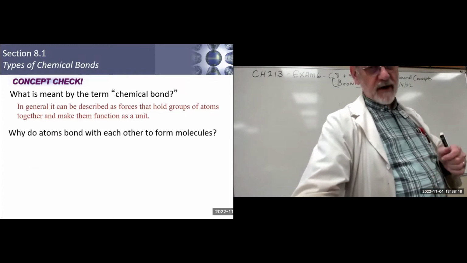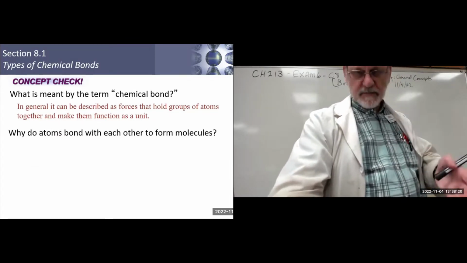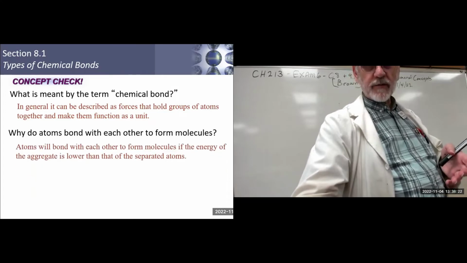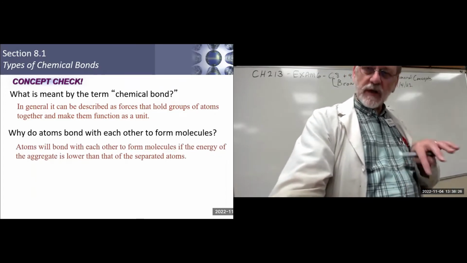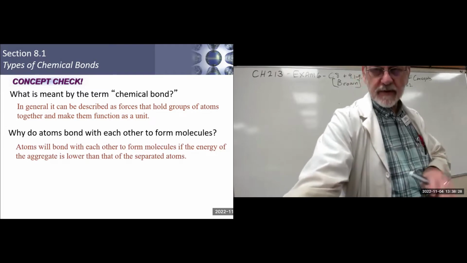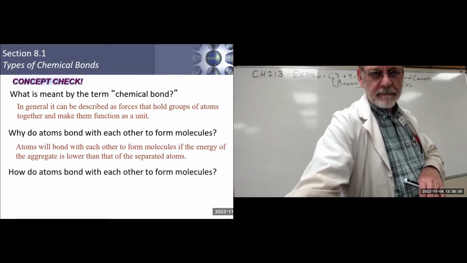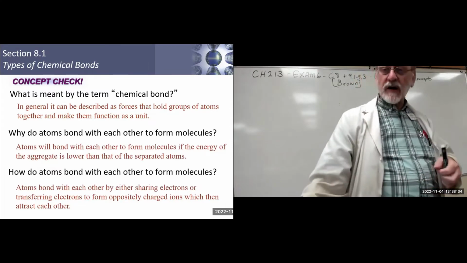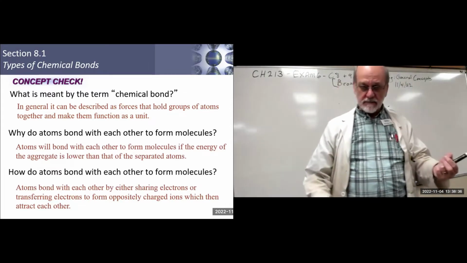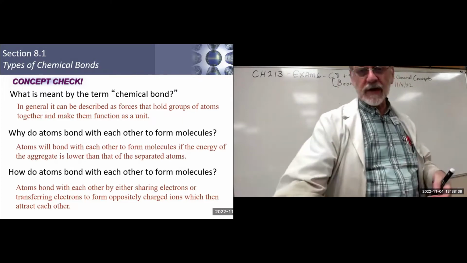Right, we talked about that already. Forces between atoms. Why do atoms form bonds? The aggregate is generally lower in energy than the separate atoms. And they bond by either sharing electrons or transferring electrons.